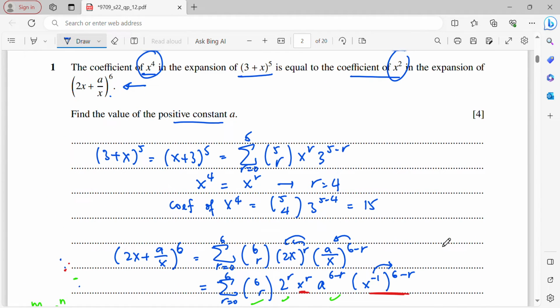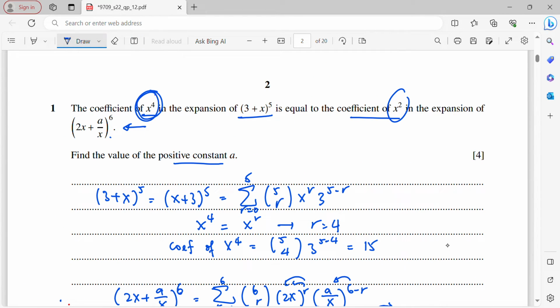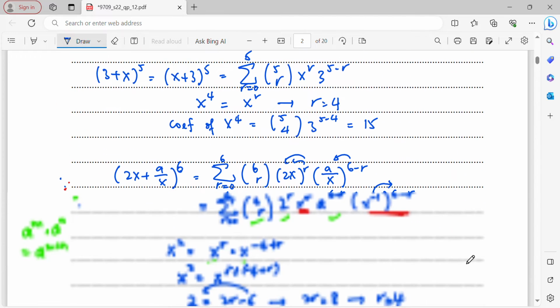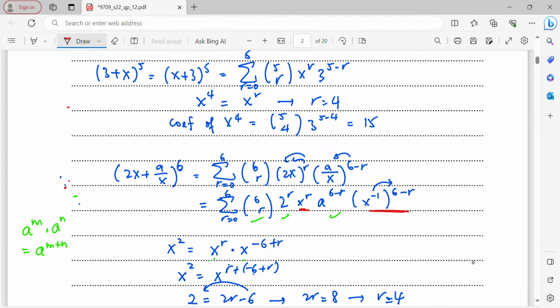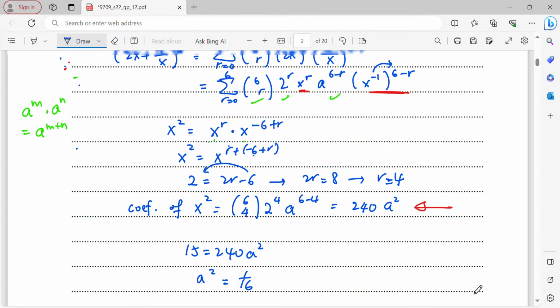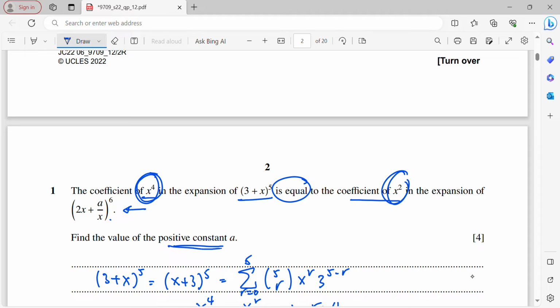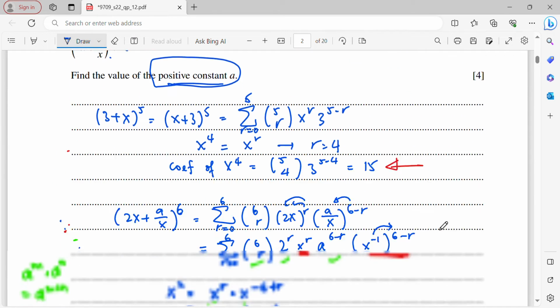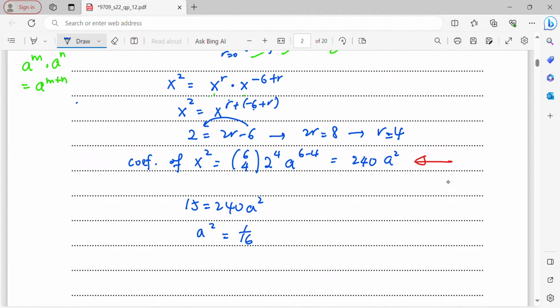Now, in the question it is mentioned that both coefficients are equal. So now I have to write 15 equals 240a^2. That means a^2 is going to be 1/16. Now let's look at the question: a is a positive constant. Therefore, from here, my a will be just 1/4. So that is the solution for this question.